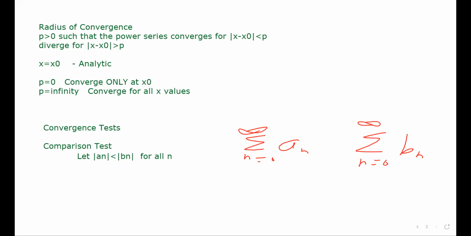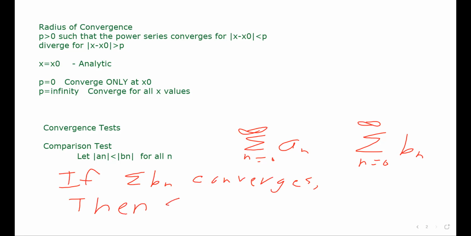So if the series with b sub n, and I'm not going to put the indices from 0 to infinity just to save some writing there, converges, then our a sub n also must converge, if I can write it legibly.